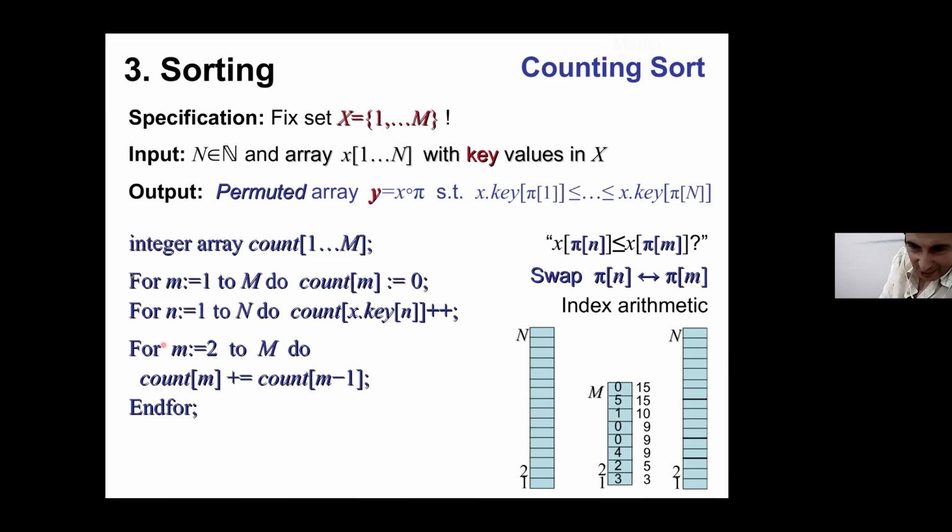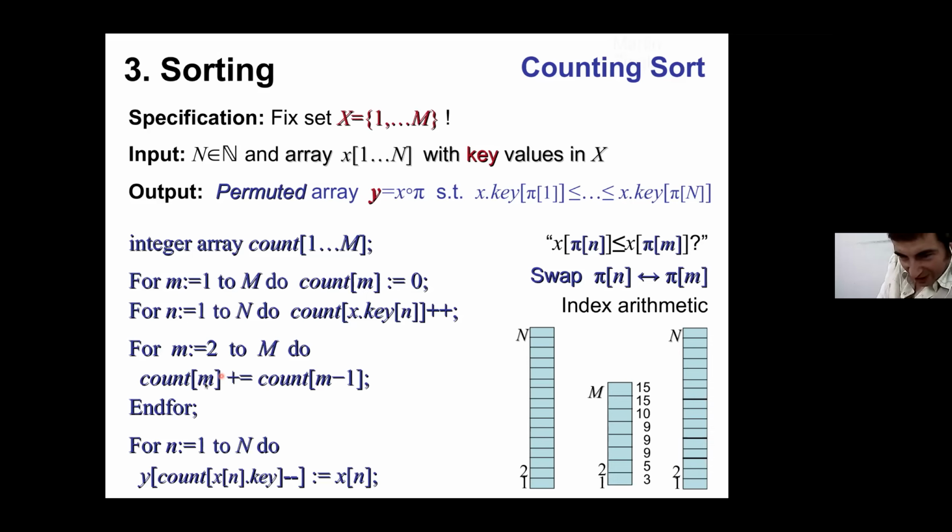In this piece, you count the elements for a given key, and once you know how many elements there are for a given key, you can adjust the index of the sorted array in which you write every element in X. The way this is done here, count of m before this final loop goes is the maximal index in the sorted array into which you write an element from x whose key is equal to m.